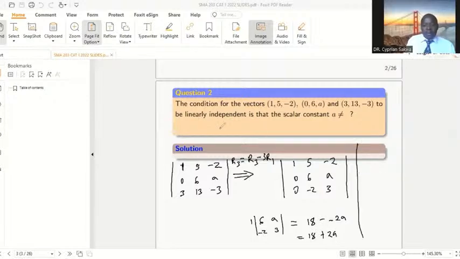And so the condition for these vectors to be linearly independent is that this determinant should not be equal to 0. So 18 plus 2a should not be equal to 0. That means 2a should not be equal to -18, when I just cross -18 to the other side of the equal sign. And that means a should not be equal to -9. So that is how I would have done this question, even using determinants, to find the condition that the question wanted.